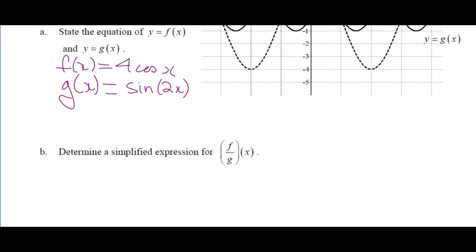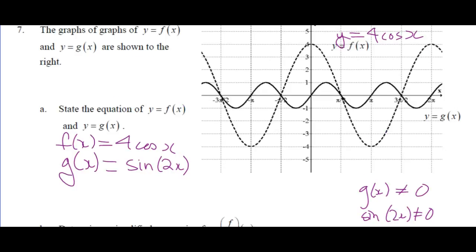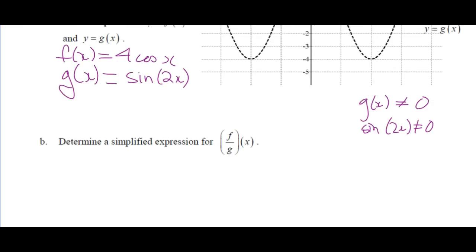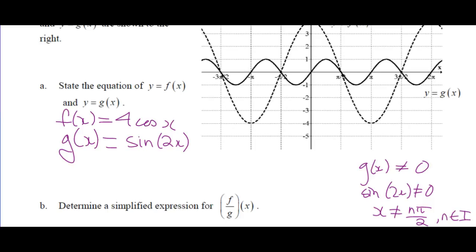So what can't g of x be? What's the restriction? So let's start with this. G of x can't be 0, which means the sine of 2x can't be 0, and we can probably pull that off of here, right? Just like every pi over 2. Okay. So x is not equal to n pi over 2, where n is an integer. You just get that off the graph, right? 0, pi over 2, pi, 3 pi over 2, 2 pi. Okay, we can see what's going on.